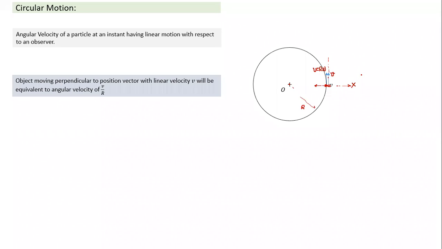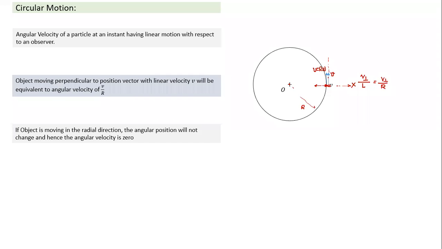So what I can write as the angular velocity of any object is the perpendicular component of velocity divided by its distance. We can write it as perpendicular velocity divided by r, whatever way. If the distance is L, we can write it as V perpendicular by L. So this is the concept of angular velocity, and in some questions it may become useful. If an object is moving in the radial direction, the angular position will not change, and the angular velocity is 0.